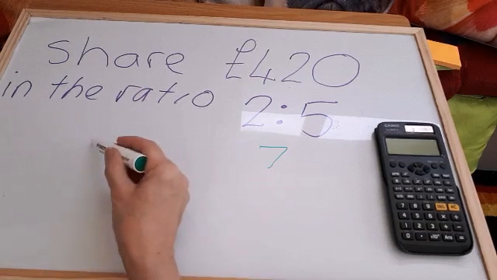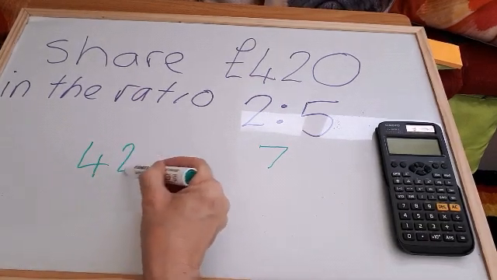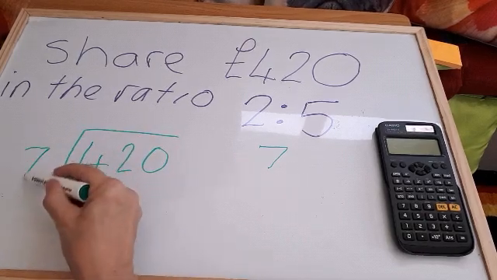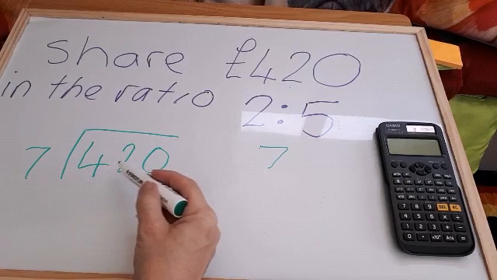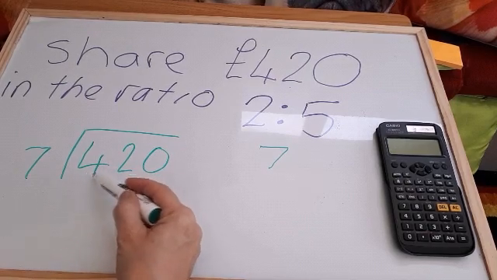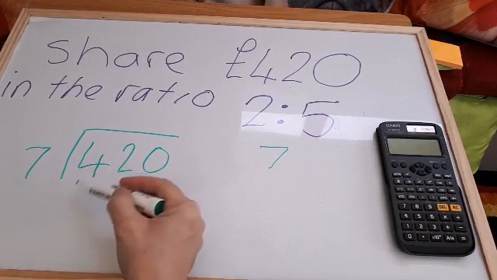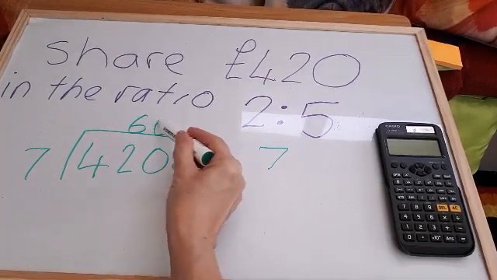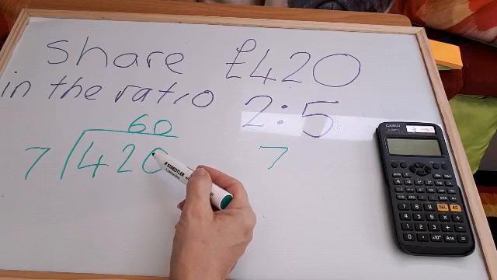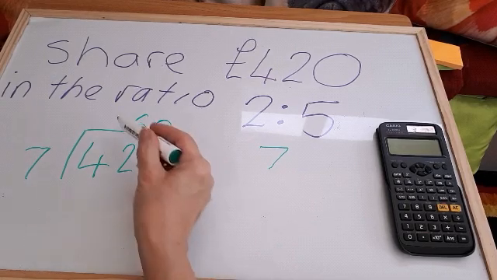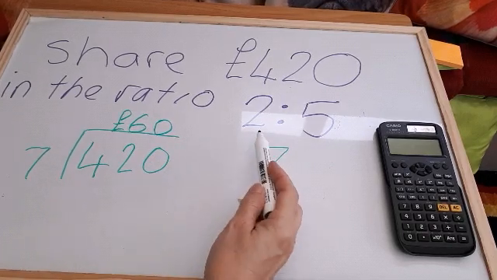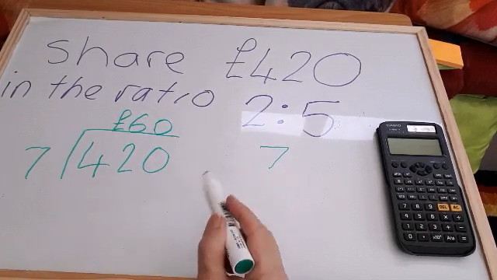First of all then, we'll get our 420 and divide that by the 7. Okay, so if we know our times tables, we'll know that 42 divided by 7 is 6. And there's a 0 on the end there. So it's £60 per share, okay? £60 per share.